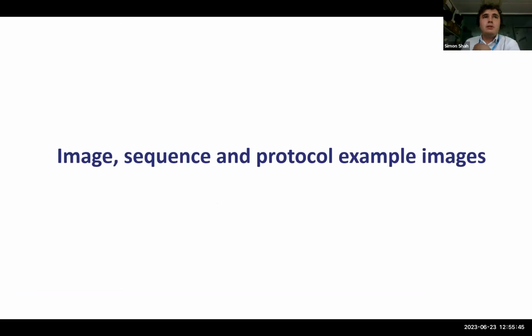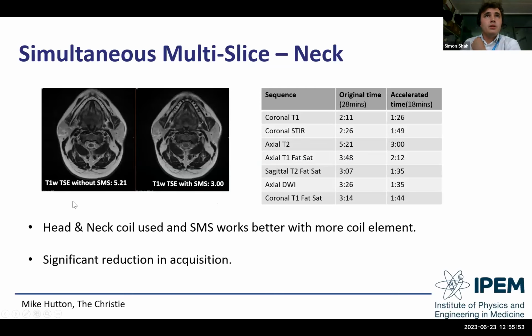So let's look at some of the images that we get out, sequences, and the protocols that we can obtain. Starting off, looking at simultaneous multi-slice, this was some nice work done in the Northwest region when they first got the acceleration software a year and a half ago or so. They looked at optimizing their neck imaging with simultaneous multi-slice. It's beneficial in the neck because you're using a dedicated head and neck coil, which has a lot of coil elements, which allows you to separate out the slices better. And you can see the amount of time that they saved in terms of their acquisition.